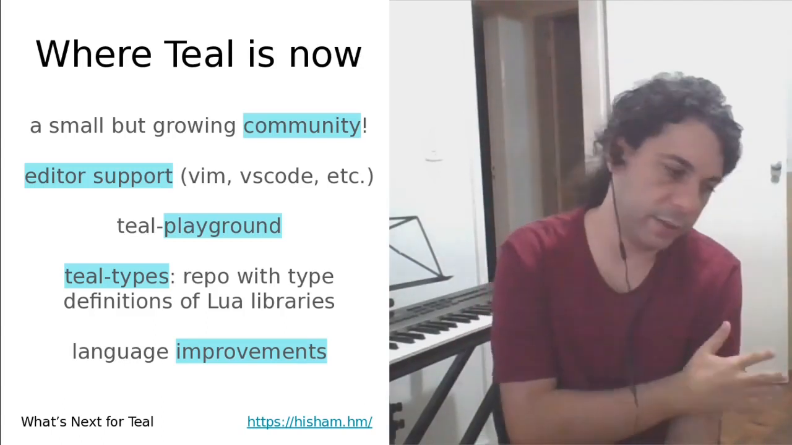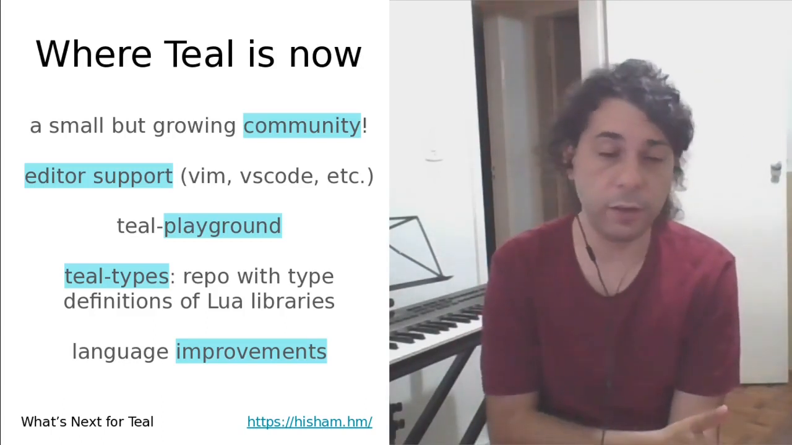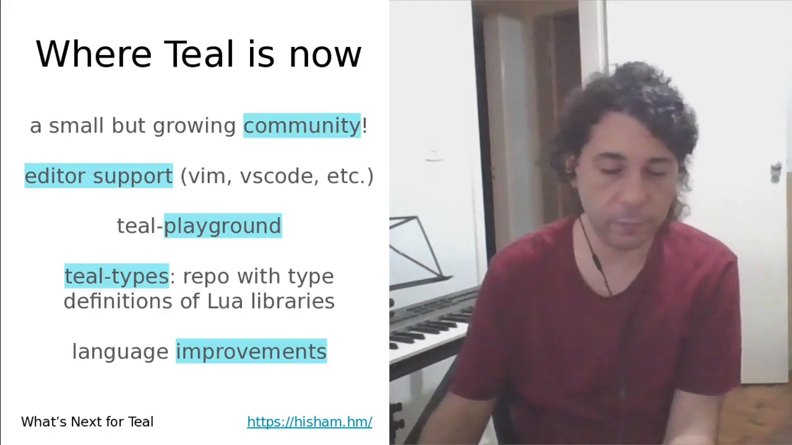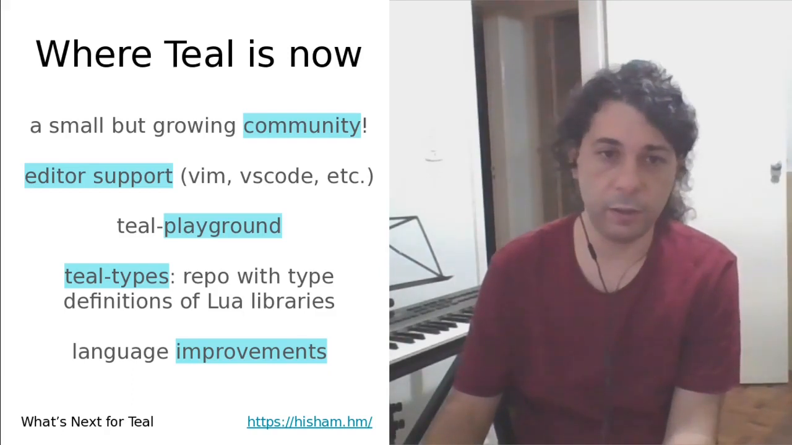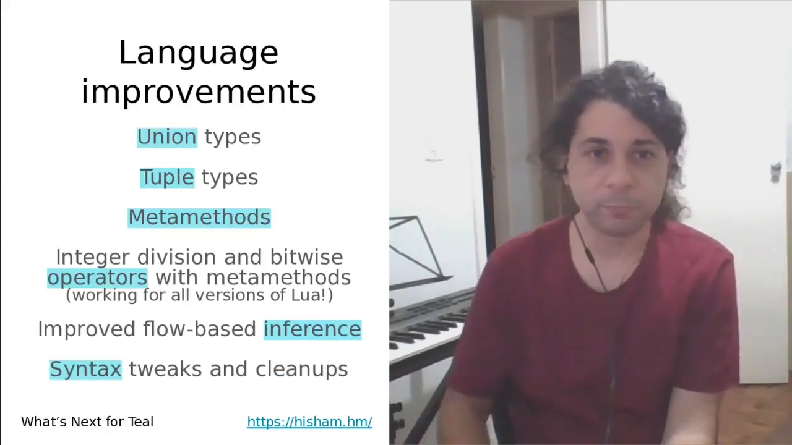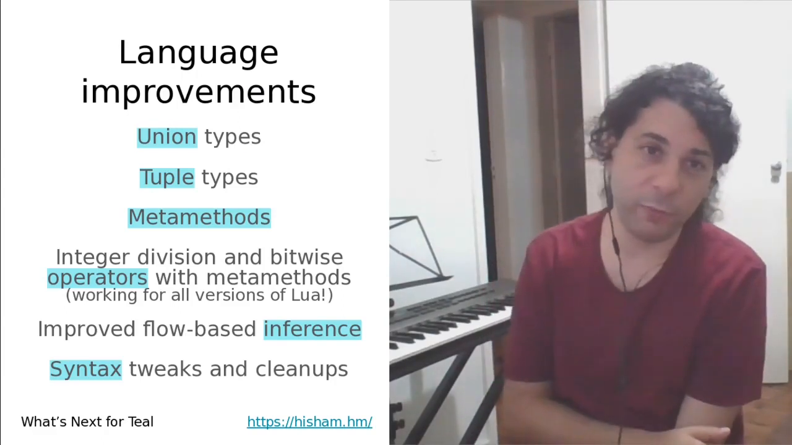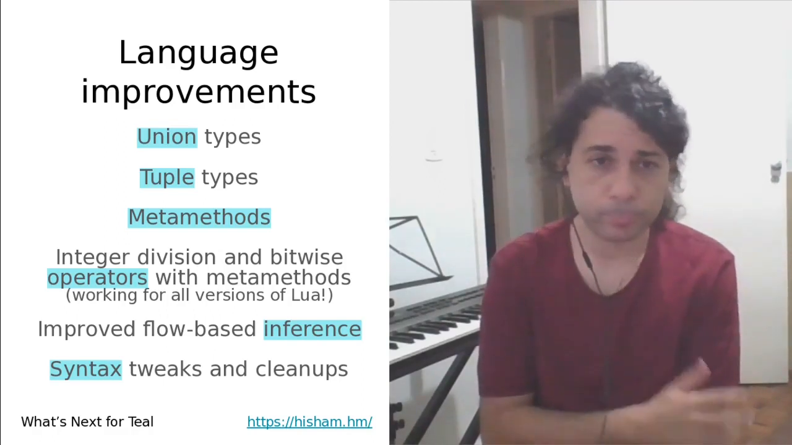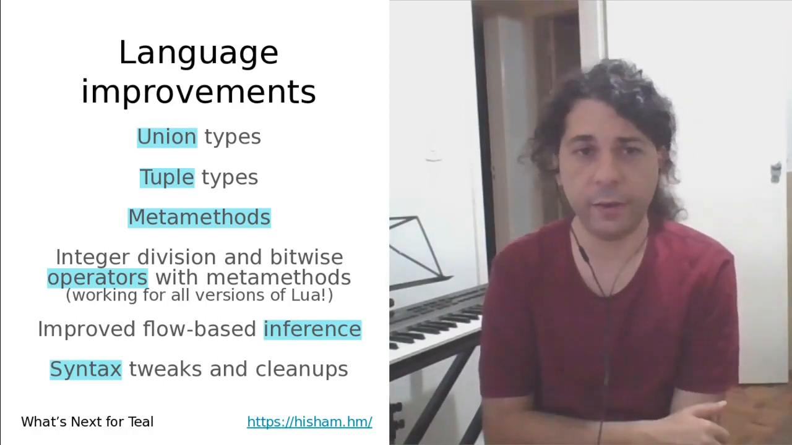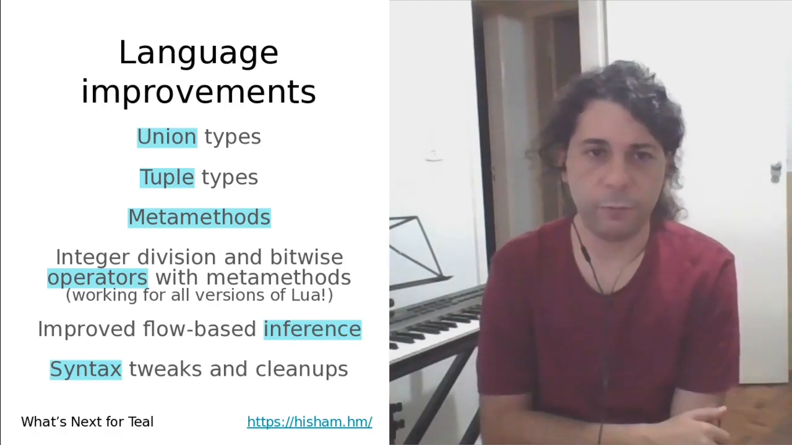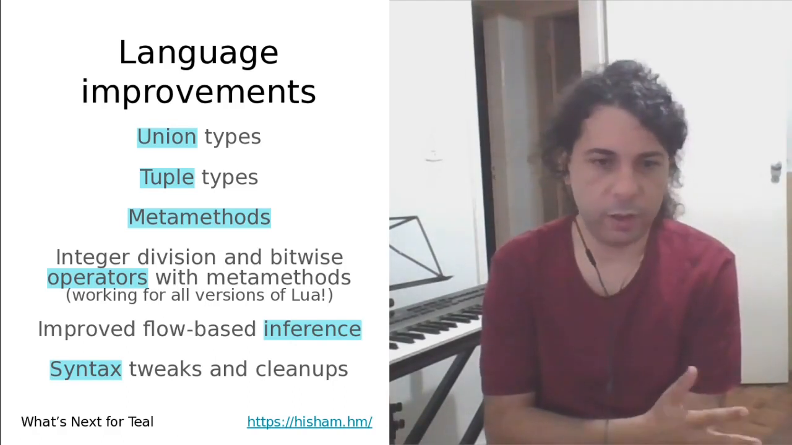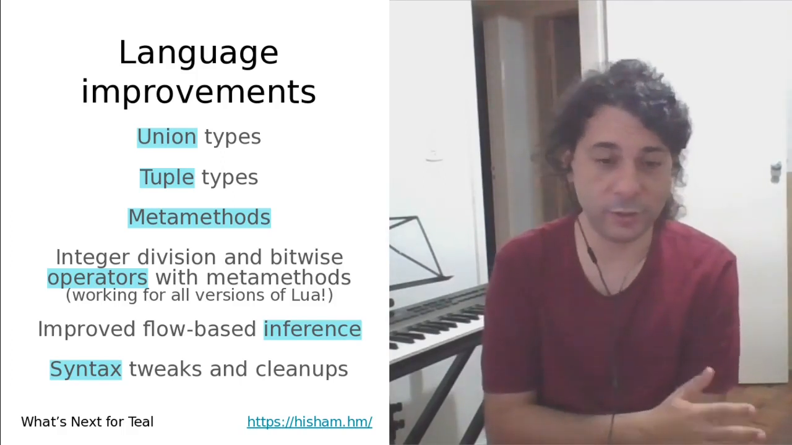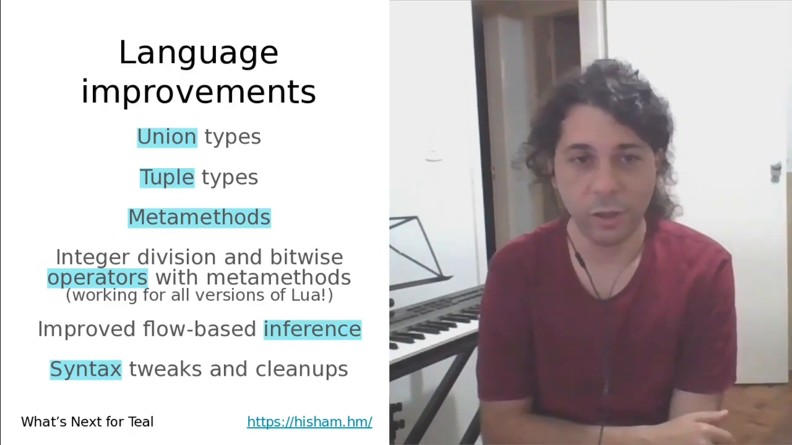And of course, in this year, since Teal 0.1, we have seen a bunch of language improvements as well. And this has been personally my main area of focus. But I have not done this alone. So we have a bunch of language improvements added. Union types got in early on. Tuple types were added from a community contribution, so now we can say that the developer team is growing around the language. It's not a one-person project anymore.